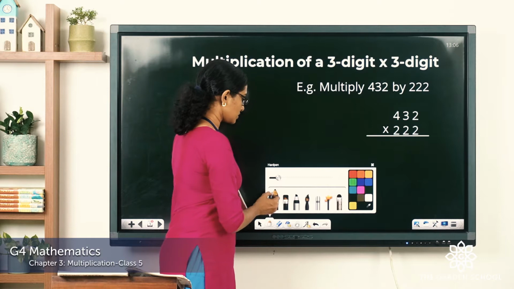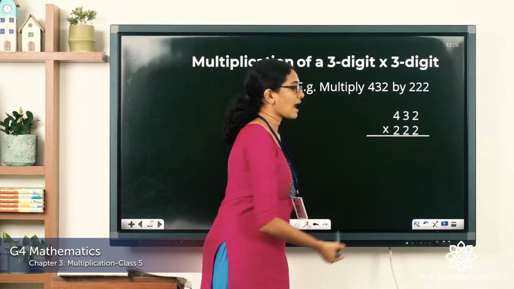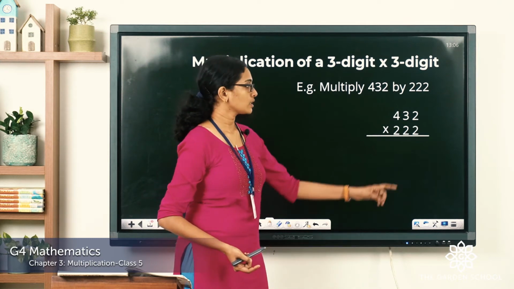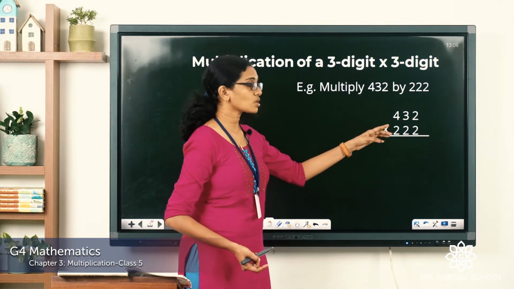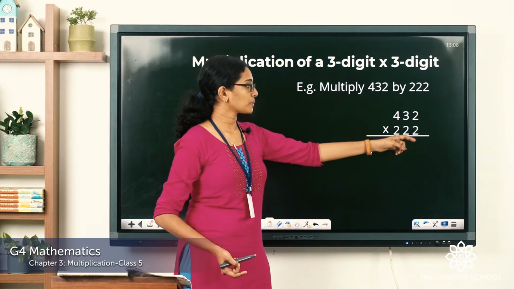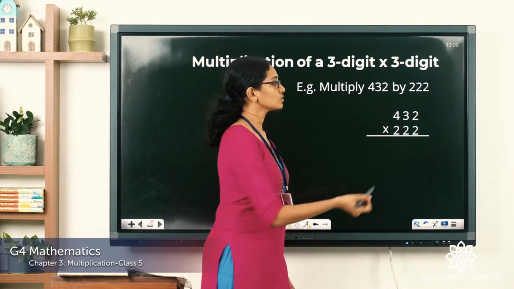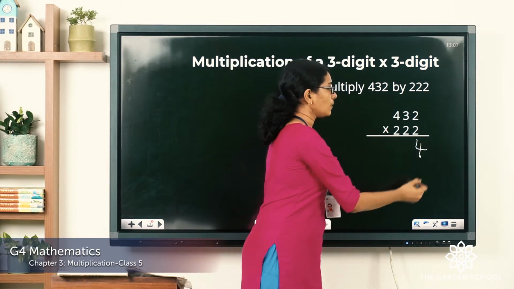So we have to start multiplying the ones first. So here you have the ones digit of the multiplier. You have to multiply each digit of the multiplier with each digit of the multiplicand. So let's start with the ones. 2 ones into 2 ones. What is 2 into 2? 2 into 2 is 4.